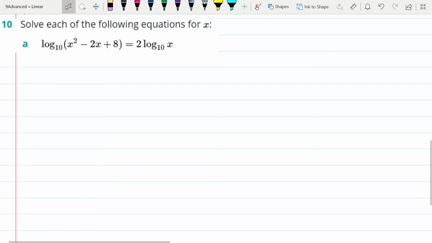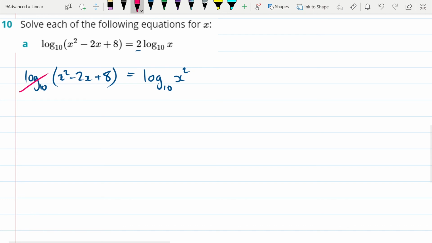What we should do first is try and represent both sides of the equation as just logs to the same base. So we're going to try and get everything outside. So for example, this 2, we're going to put inside there as a power of 2. So now we'd get log to the base 10 of this quadratic x squared minus 2x plus 8 equals log to the base 10 of x squared. Once we have logs to the same base on both sides, nothing else around them, we can cancel these logs off. So x squared minus 2x plus 8 is equal to x squared.